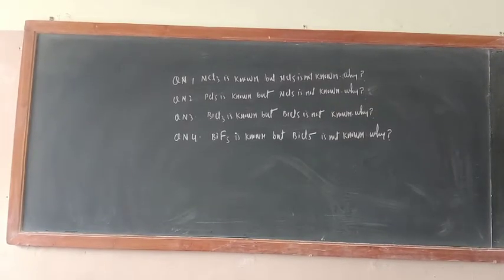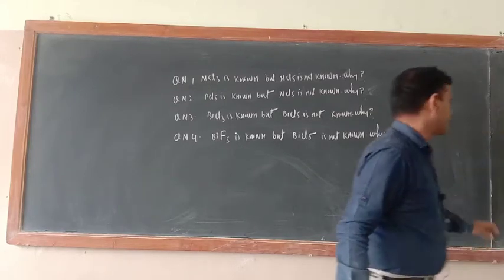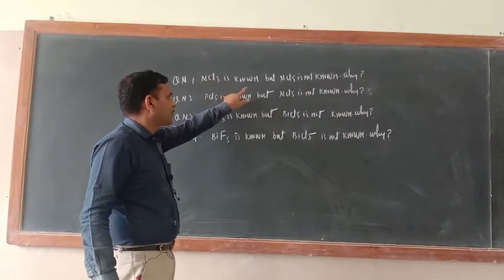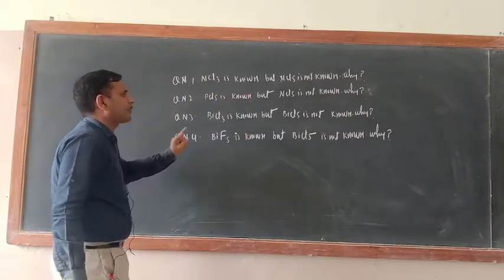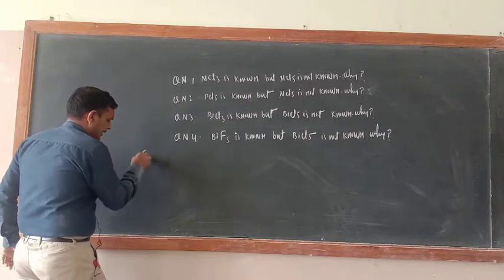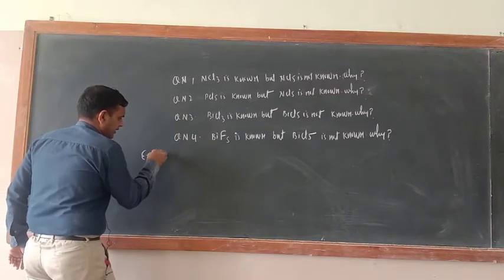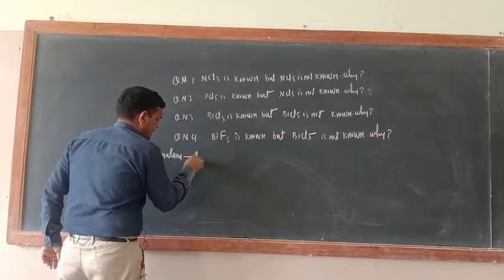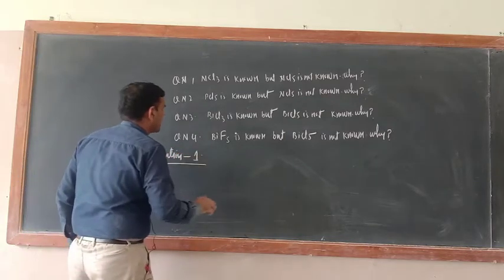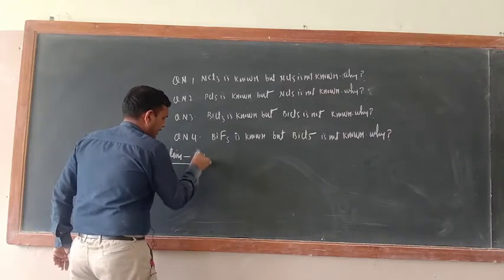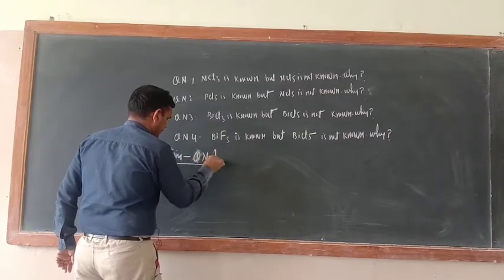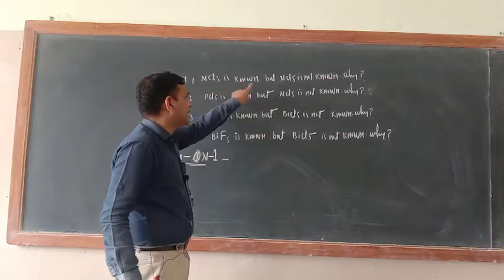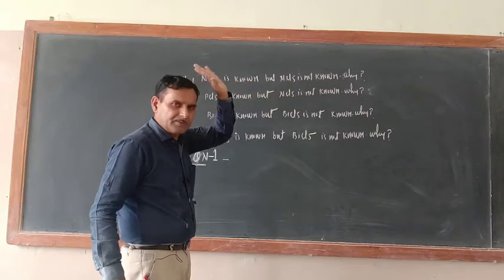So dear cadets, now I am giving you 4 questions. What are these 4 questions? Just see. NCl3 is known, but NCl5 is not known. Why? Just see the explanation of the first question. Okay, just try to understand. What is the question? NCl3 is formed, but NCl5 is not formed.